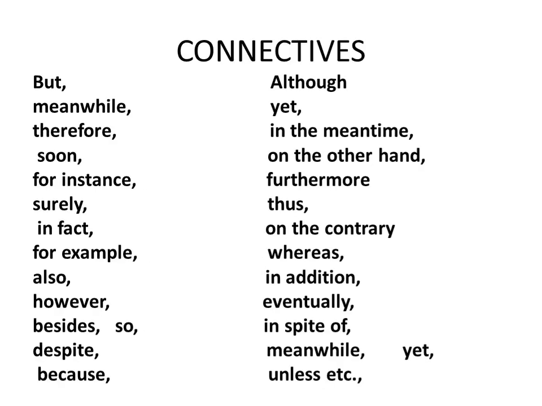And this is the list of the connectives that you have to be clear with. But, meanwhile, therefore, soon, for instance, surely, in fact, for example, also, however, besides, so, despite, because, although, yet, in the meantime, on the other hand, furthermore, thus, on the contrary, whereas, in addition, eventually, in spite of, meanwhile, yet, unless. So this is a list of connectives that you have to learn from your textbook.